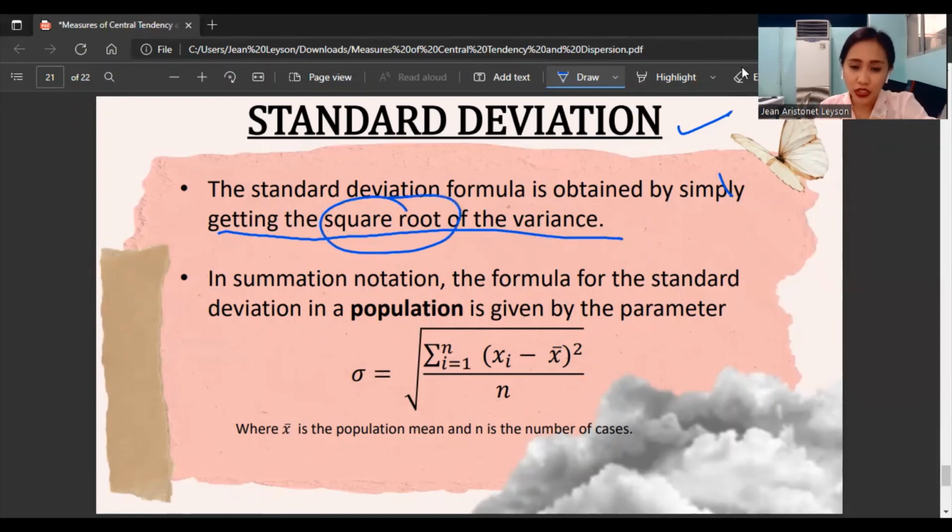In summation notation, the formula for the standard deviation of a population is given by the parameter, this one. If you can observe, this is our formula for the variance. Now to get the standard deviation, simply get the square root. This is the symbol for standard deviation.